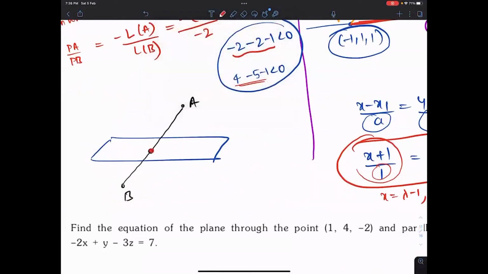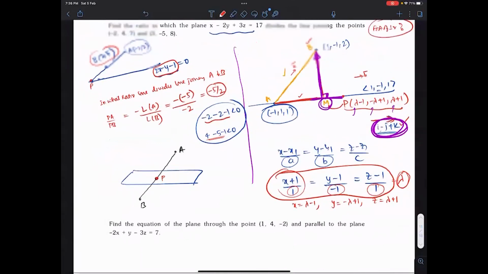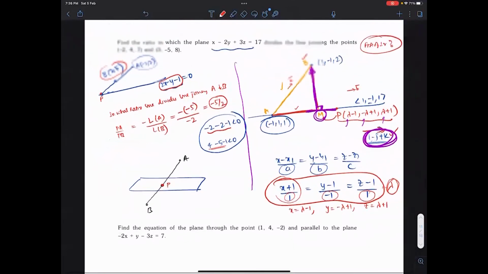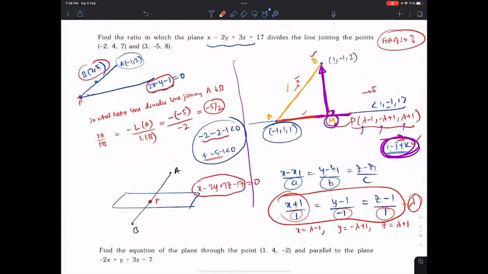If they're on the same side, you will extend, just like what we have done before. In what ratio does this plane divide the line? For example, in this case, take the plane equation, bring everything to one side: 2y plus 3z minus 17. Let's call this plane, represented by pi.